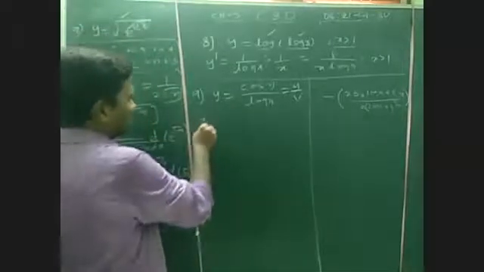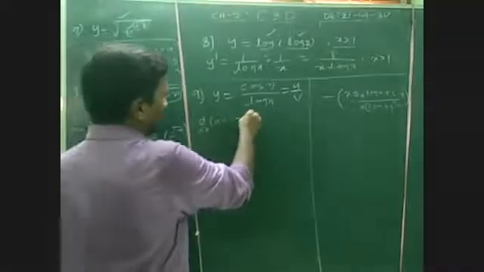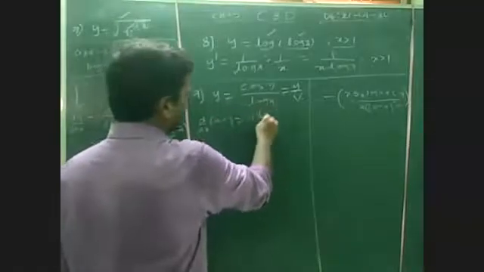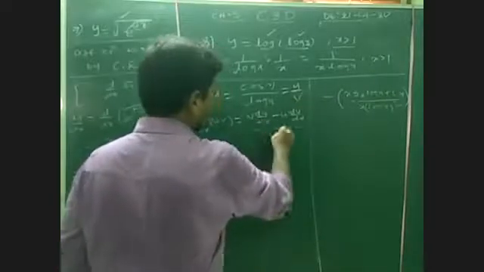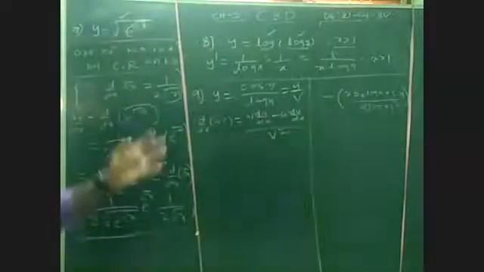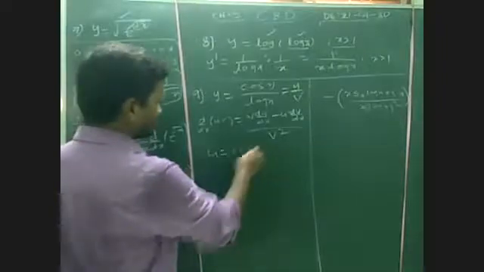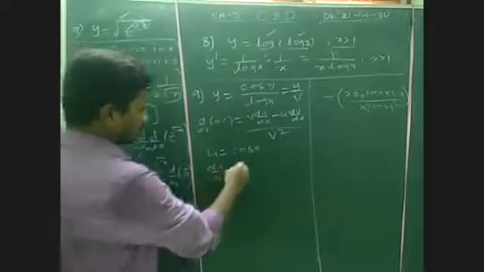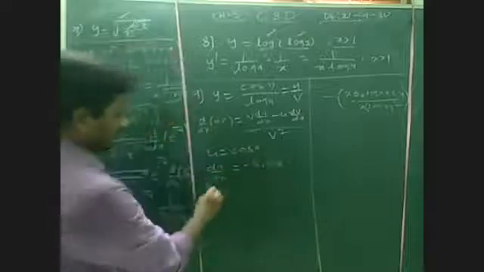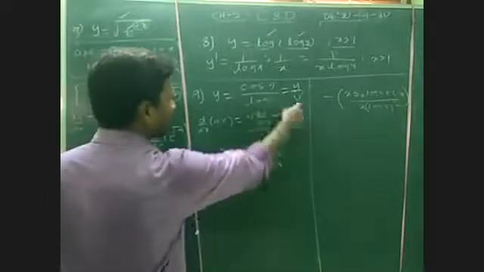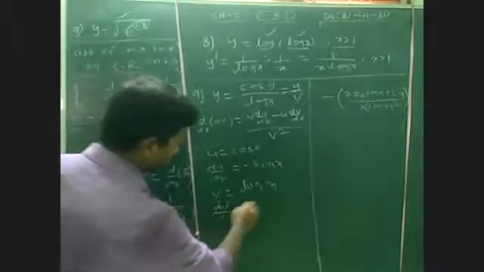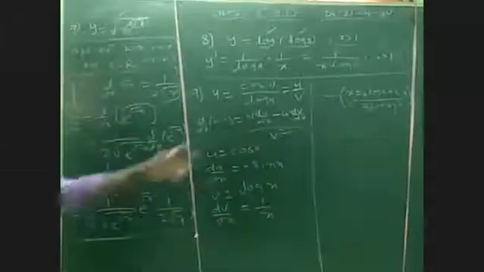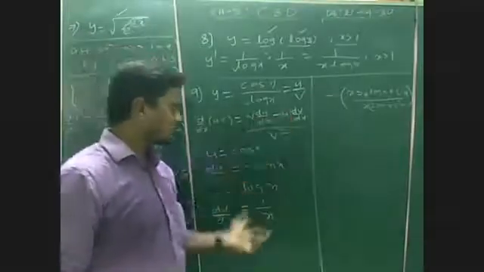Already we know that d by dx of u by v is v u dash minus u v dash by v square. Here the u value is cos x, du by dx is minus sin x. The v value is log x, dv by dx is 1 by x. Substitute all these values here and simplify.